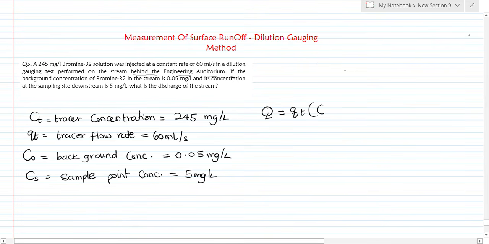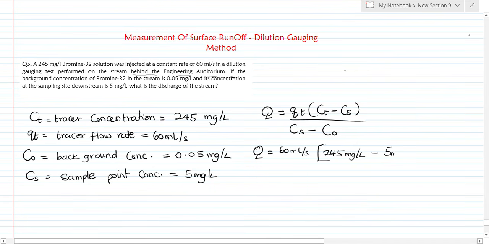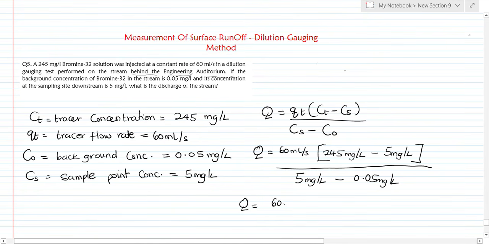Then I can find my runoff, or the discharge of the stream, which is given by this equation. Q equals Qt, which is 60 milliliters per second, multiplied by Ct, which is 245 milligrams per liter, minus 5 milligrams per liter, over Cs, which is 5 milligrams per liter, minus C naught, which is 0.05 milligrams per liter. So Q equals 60 milliliters per second multiplied by 240 milligrams per liter over 5 minus 0.05.